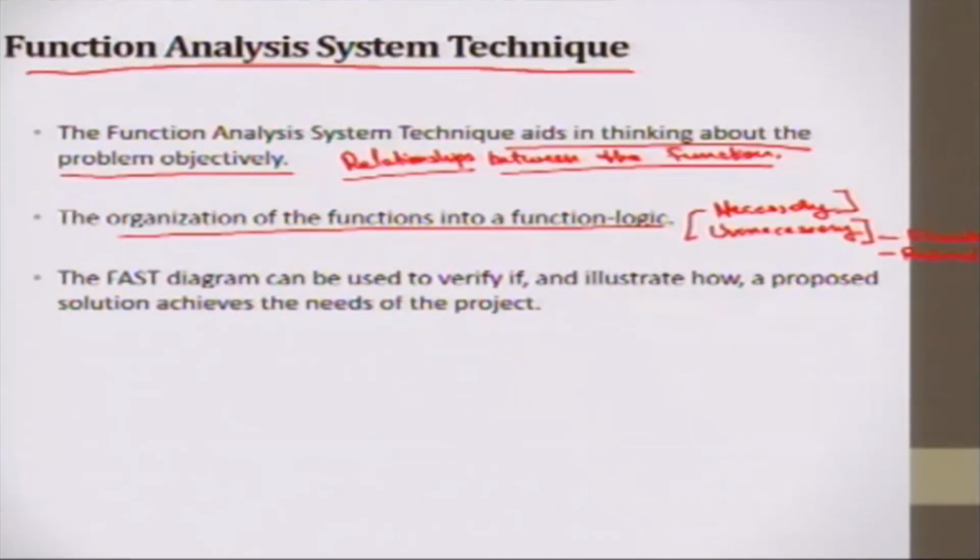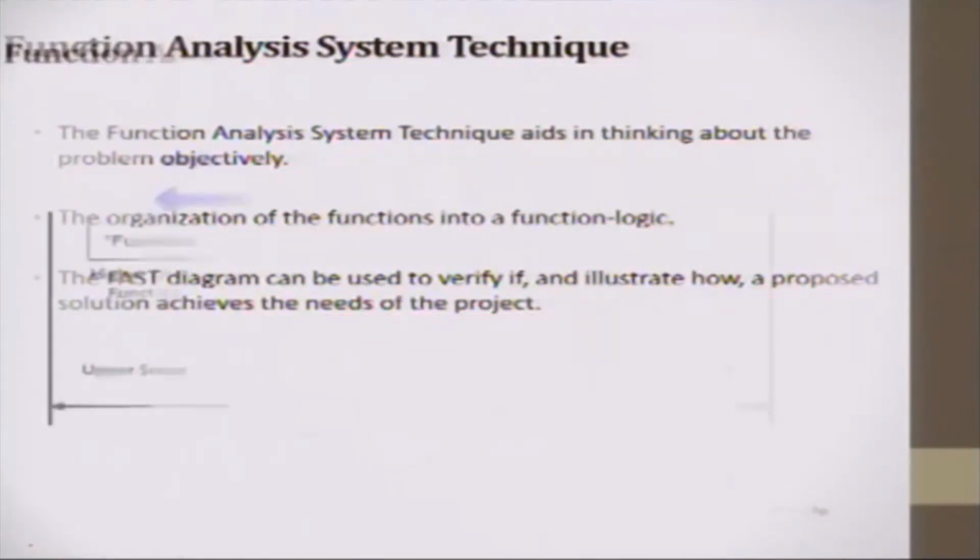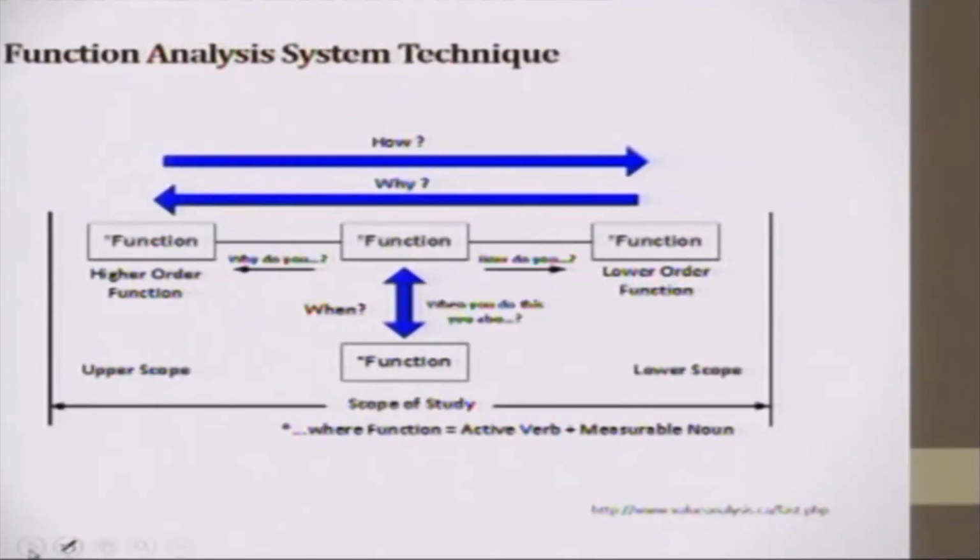So, the FAST diagram can be used to verify and illustrate how a proposed solution achieves the needs of the project. So, it identifies unnecessary, duplicated, or maybe some missing functions. So, how does the FAST diagram work?